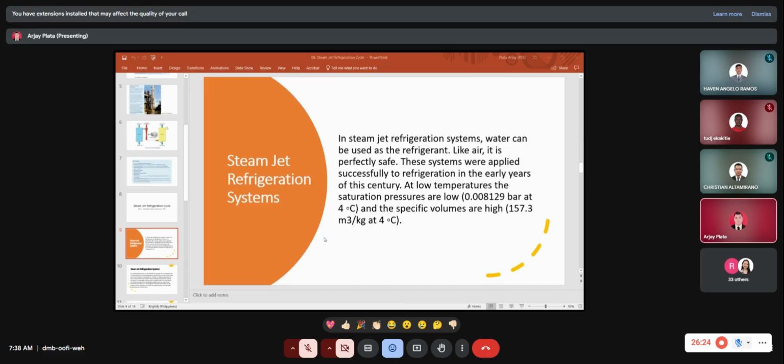Okay. So how can we lower the boiling point of water or the saturation pressure of water? Part of the steam jet refrigeration system components is the flash chamber. Everything happens in that chamber. We will discuss that later.